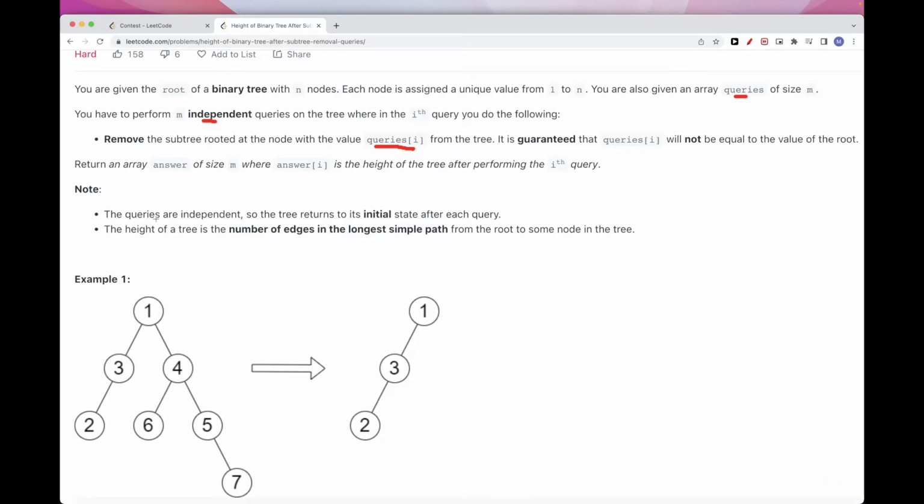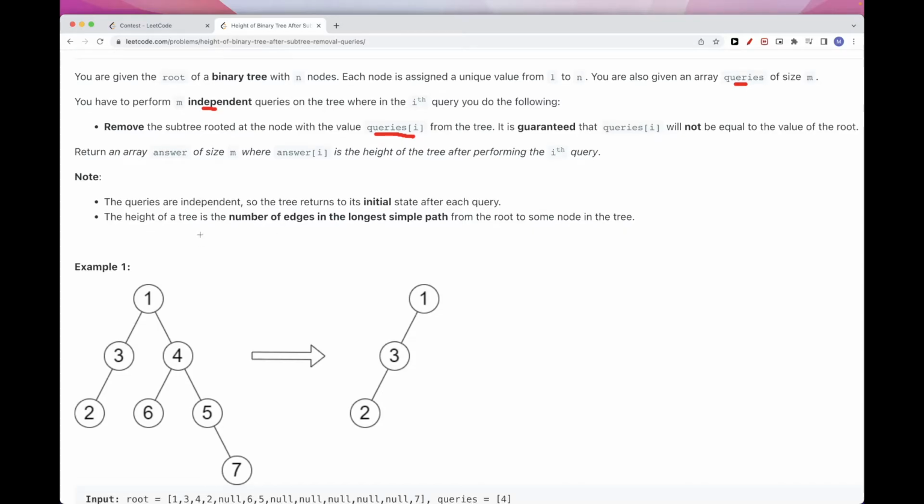So yeah, they say the queries are independent, which means each time we need to start from the initial tree state. And the height of the tree, what they mean by that, is the number of edges of the longest path from the root to some node.